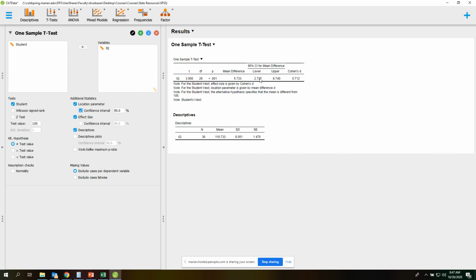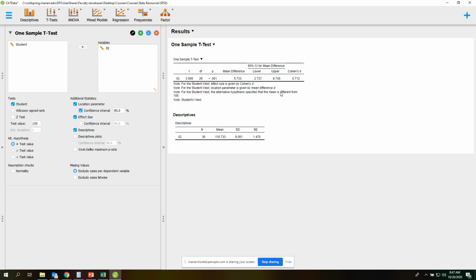This confidence interval right here is saying how confident you are that the real difference lies between these two numbers. That's where we got this 2.7 and 8.7. So I'm 95% confident that the real difference between these two groups of students is between 2.7 and 8.7 IQ points. So what does that tell you? That there's no zero in there, which is good. If there was a zero in there, that means that they're not different.